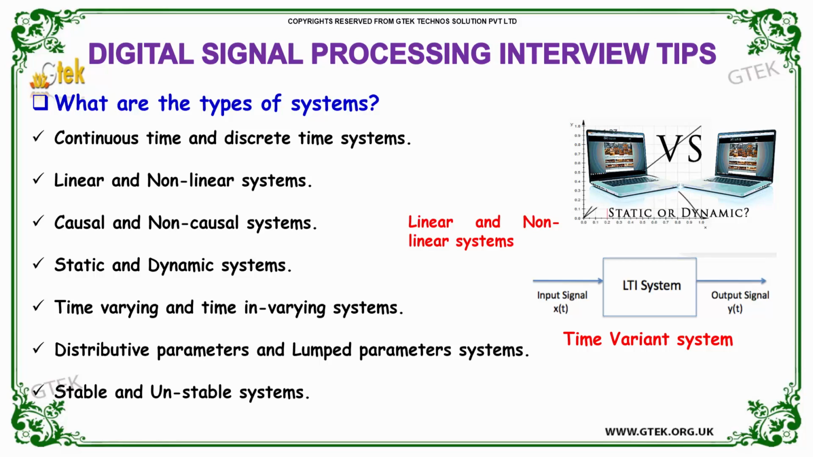What are the types of systems? The answer is continuous time and discrete time system, linear and non-linear system, causal and non-causal systems, static and dynamic systems, time varying and time invariant systems, distributed parameter and lumped parameter systems, and the final one is stable and unstable system. These are the types of systems in digital signal processing.